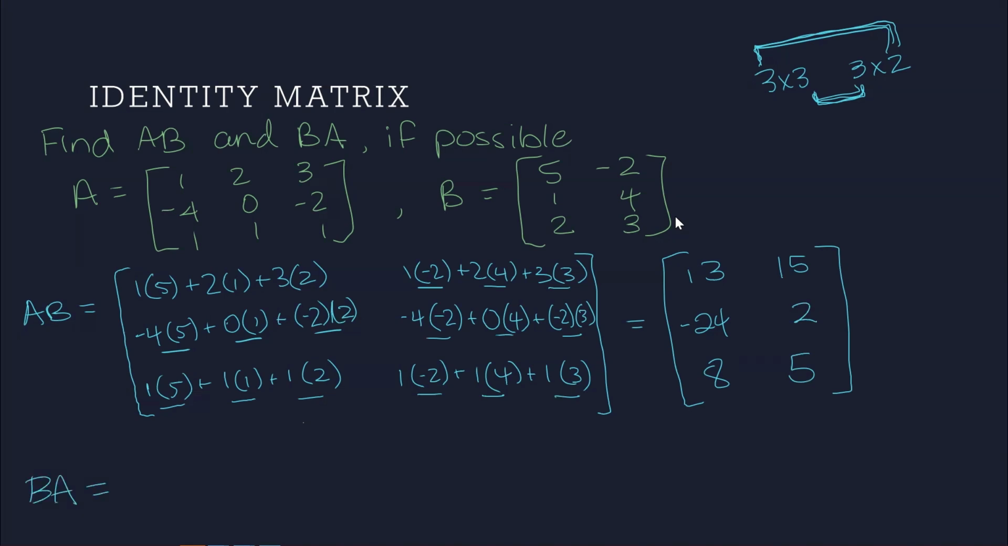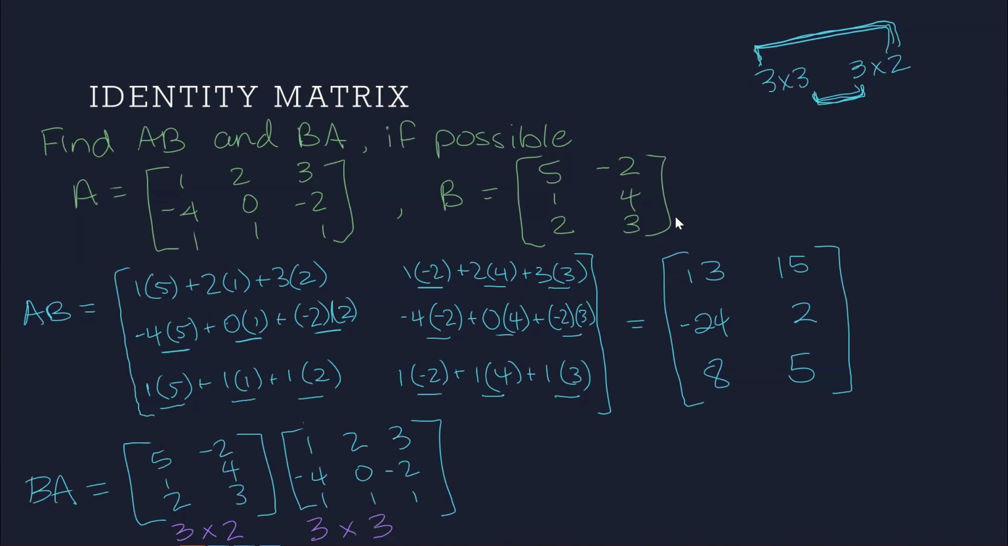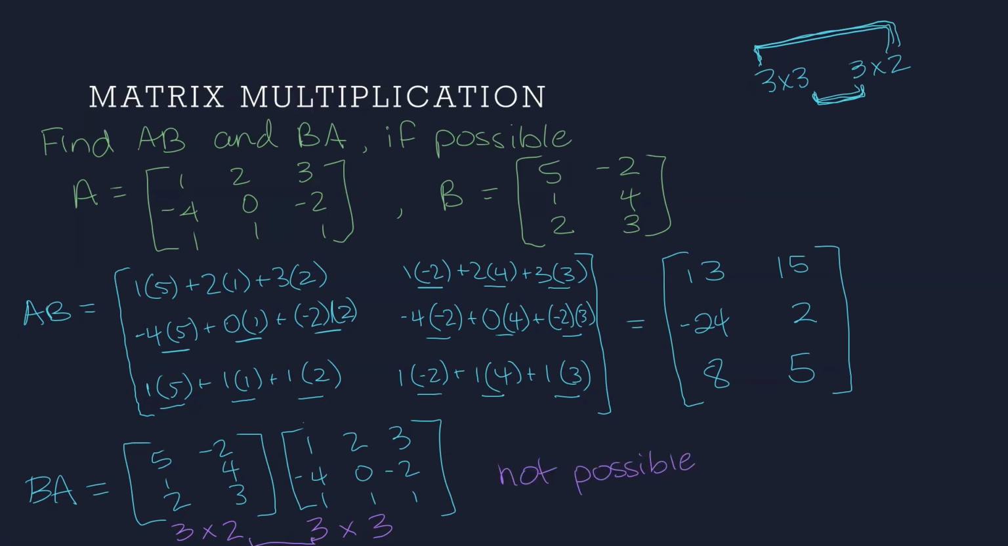So B by A, let's check the size. B is 3 rows, 2 columns. And A is 3 rows, 3 columns. The middle numbers don't match, so this is not possible. We cannot multiply B times A in that order. The last thing in this section, let's discuss the identity matrix.